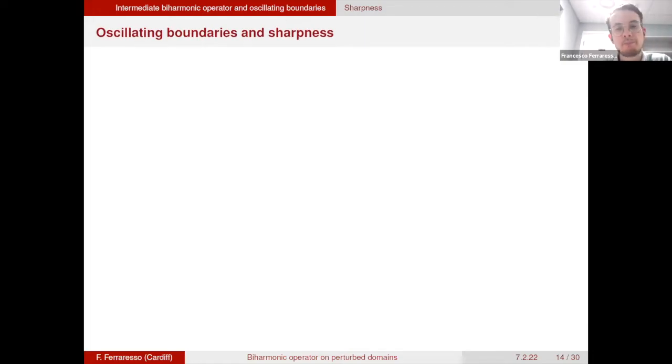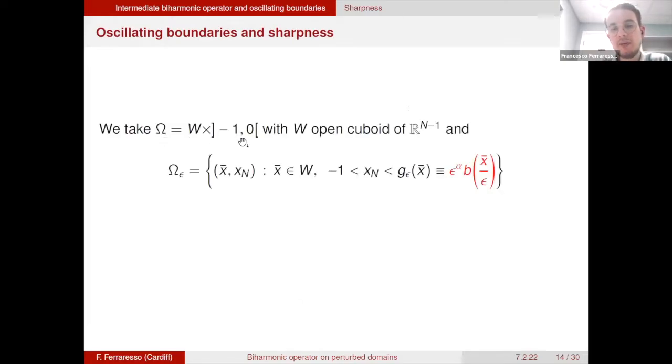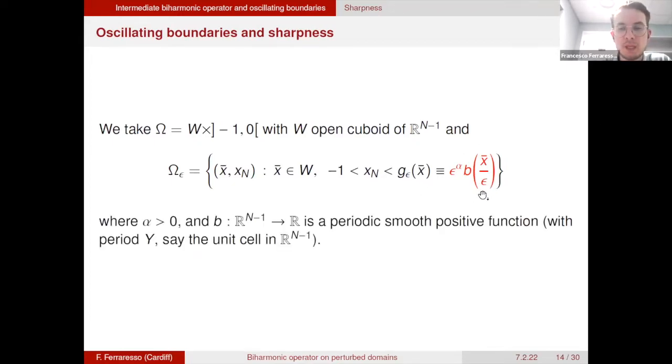So the idea is we will construct a perturbation of a very simple domain that is just a product of one-dimensional intervals in R^N. And we will perturb the upper edge of this sort of cuboid with an oscillating function, b. And you can see that this function g epsilon, when epsilon tends to 0, will vanish because alpha is greater than 0. So the boundary of omega epsilon is actually approaching the boundary of omega in the limit, but it is converging in a very oscillating way. So this type of convergence is a bit complicated, okay?